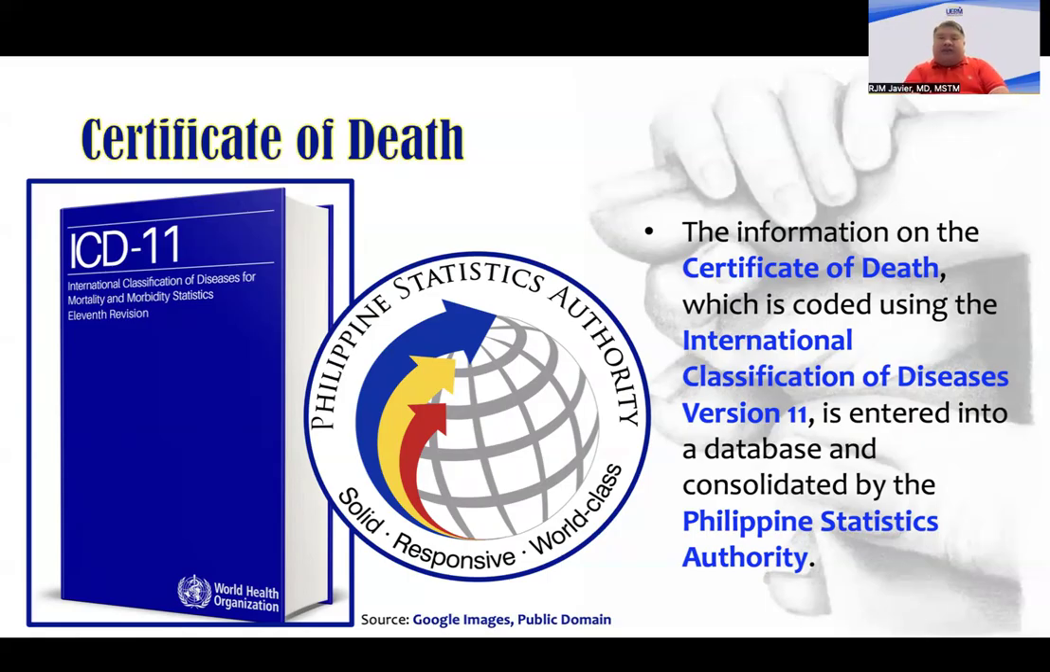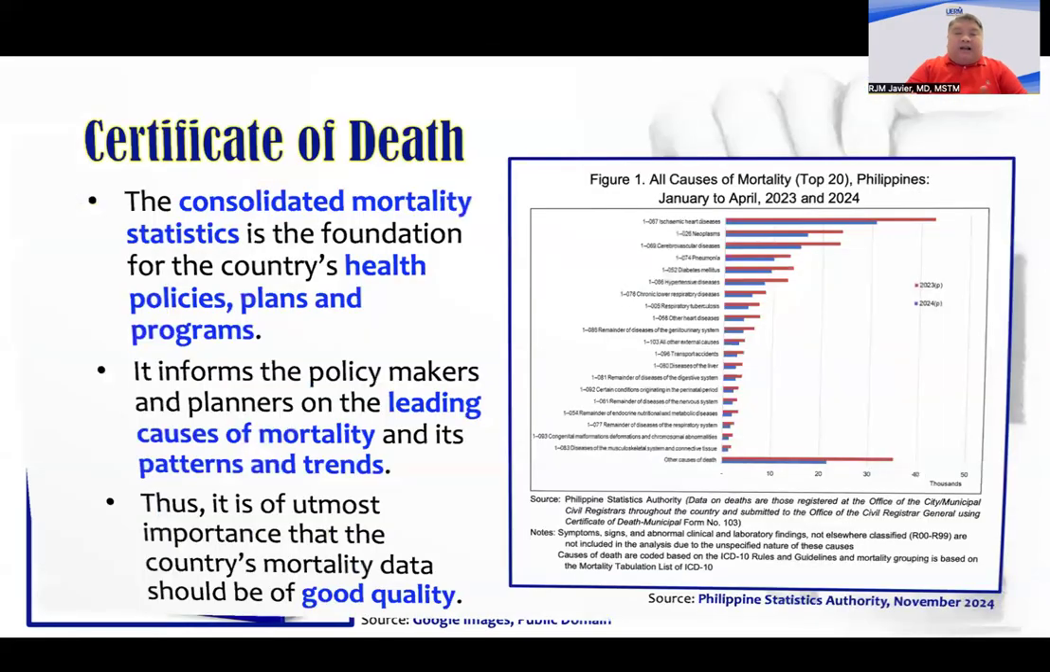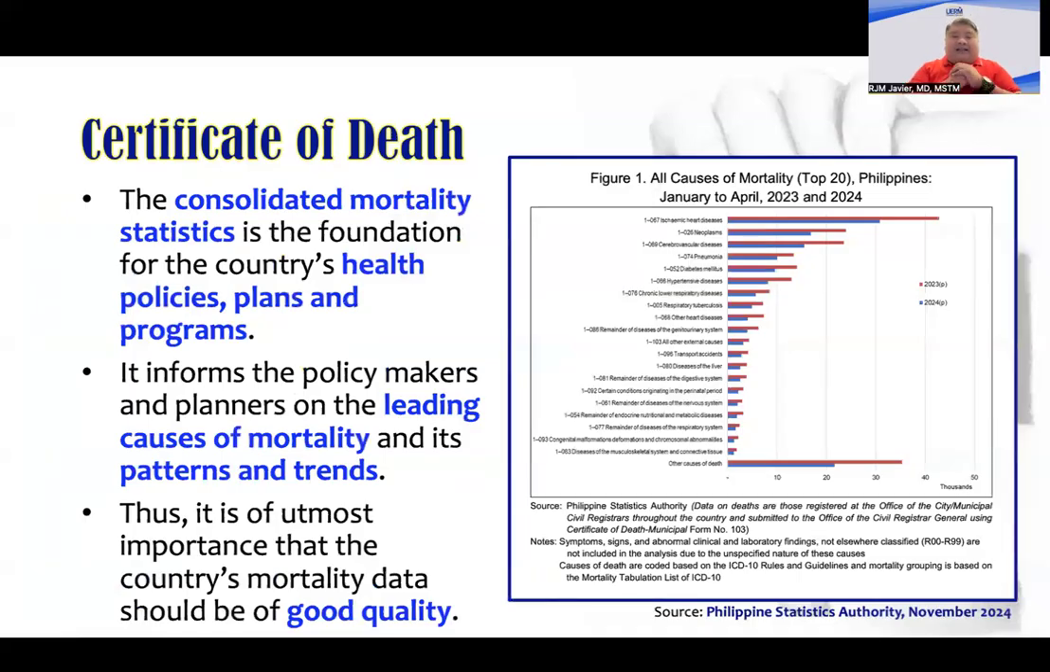The information in the certificate of death, which is coded using the ICD 11, is entered into a database that is consolidated by the PSA. Now, the consolidated mortality statistics is the foundation for the country's health policies, plans, and programs. It informs the policymakers and planners on the leading causes of mortality, including its patterns and trends. Thus, it is of utmost importance that the country's mortality data should be of good quality.